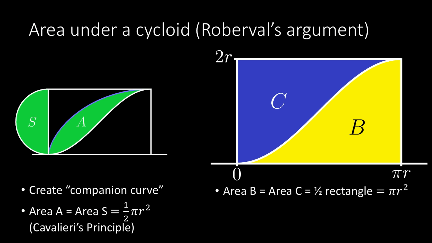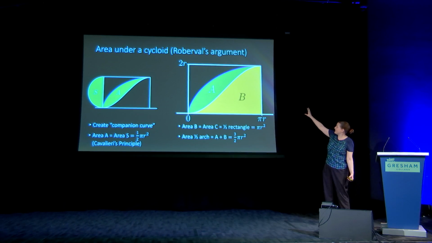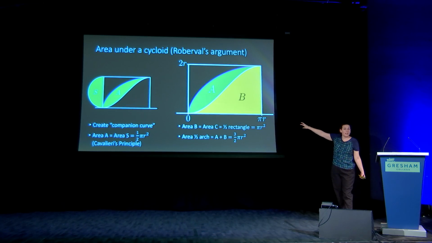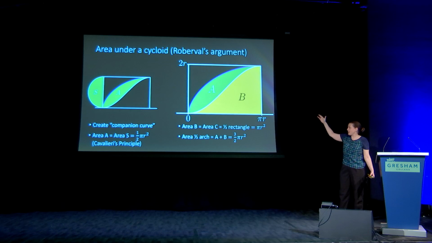OK, we're nearly there. All we need now is to add together A and B. So what we want for our half cycloid, we've got the bit under the companion curve, and then we've got the bit between the companion curve and the cycloid. So that's A plus B.